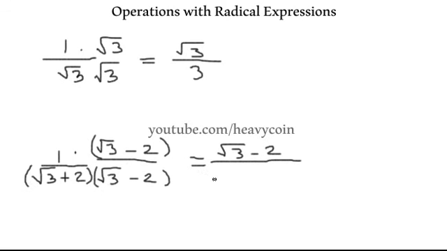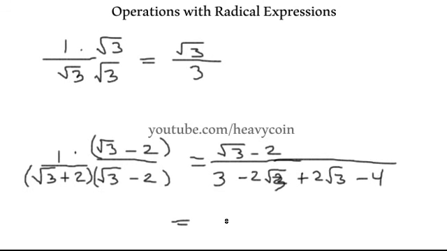So square root of 3 times square root of 3 is 3. Square root of 3 times negative 2 would be negative 2 times the square root of 3. And then plus 2 times the square root of 3, and then 2 times negative 2 is negative 4. Now of course we want to clean this up. This is the square root of 3 minus 2, and it's all over 3 minus 4, which is negative 1. Those cancel out, and of course we wouldn't write it like that, we would just say this.